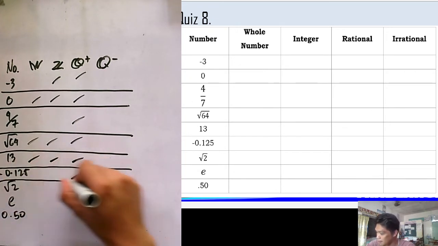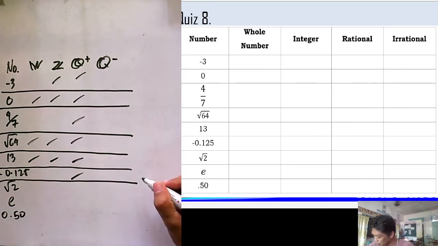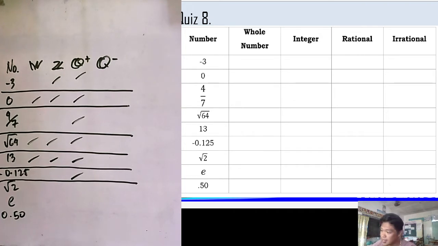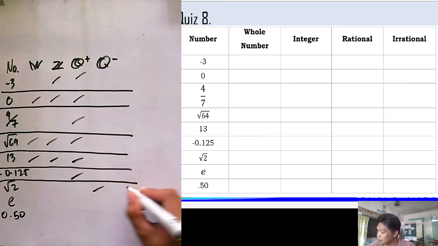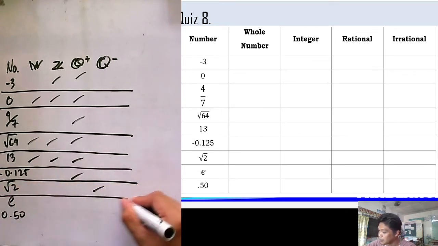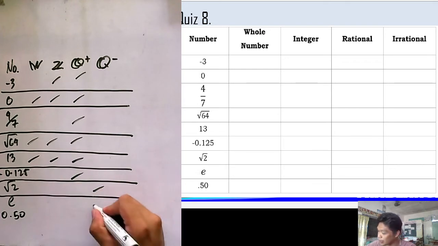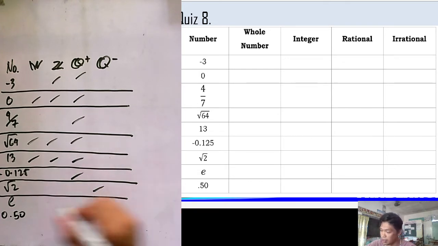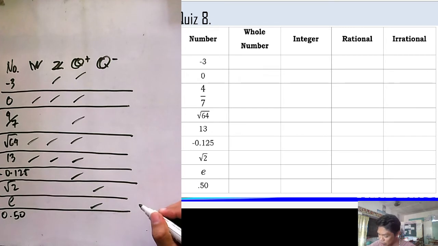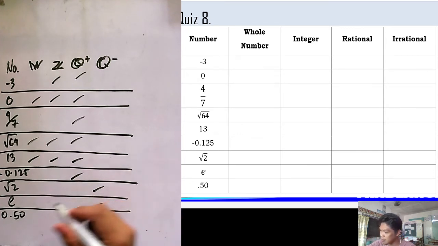Okay, next. Square root of 2. Square root of 2, kapag isolve nyo po siya, the answer is 1.4142135 and so on and so forth. It will never end. So, it is an example of an irrational number. Euler's number, similar to pi, irrational din po siya, or Q minus. Hence, 0.50 is not a whole number, not an integer, it is an example of a rational number.